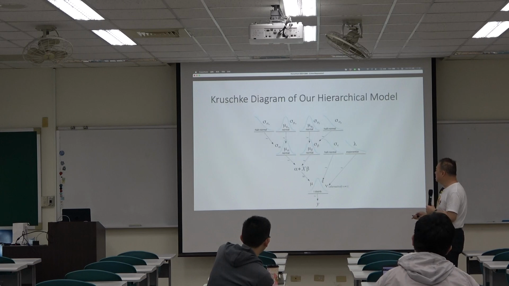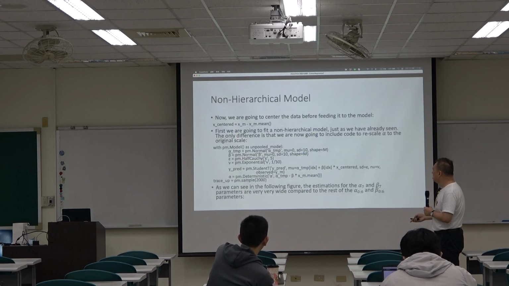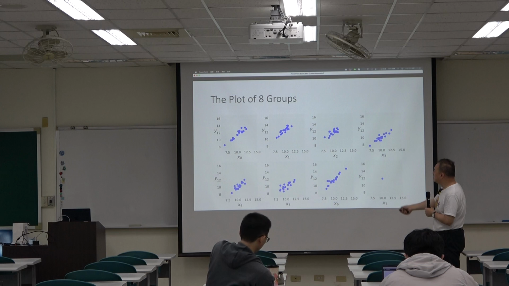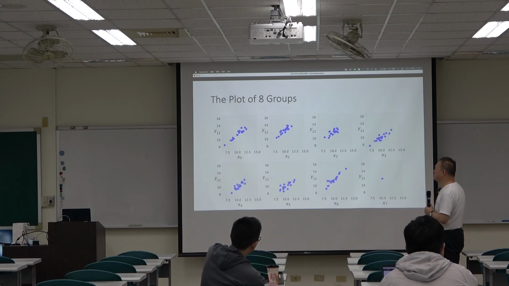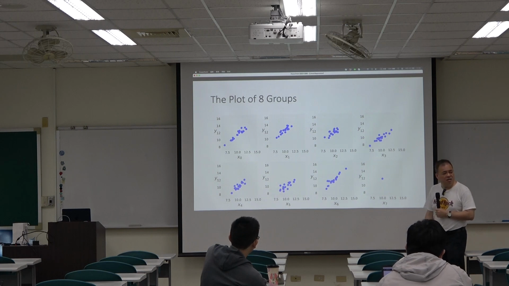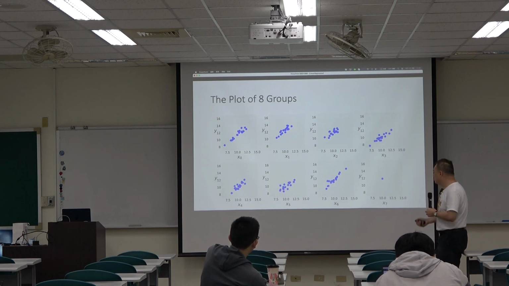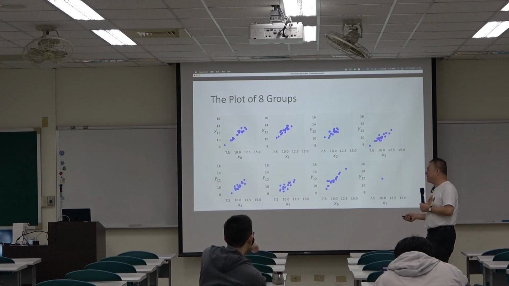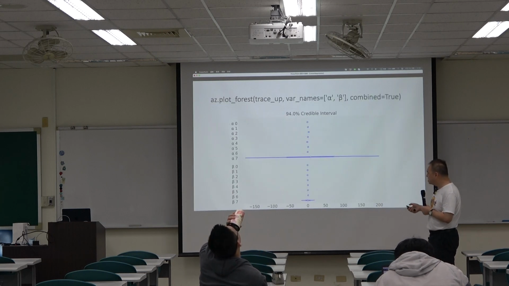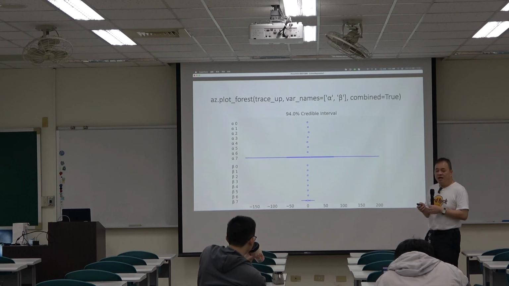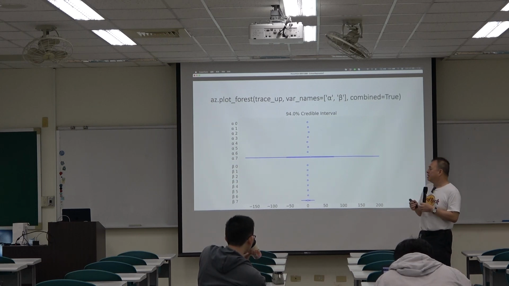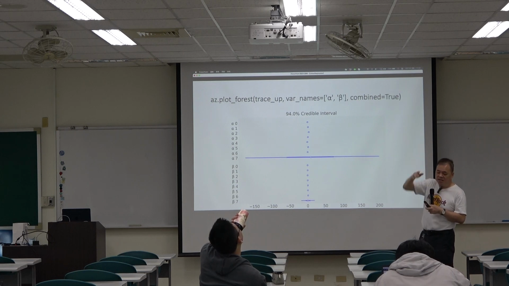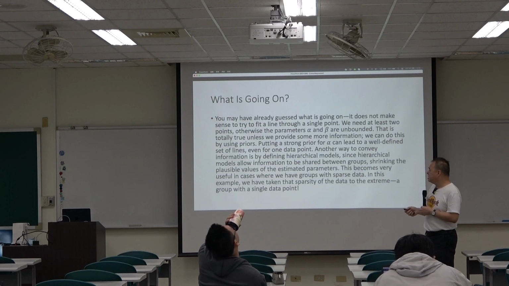Because you can see the other groups each have maybe 10 to 20 points, right? Obviously, only the last one has 1 point. So the posterior, of course, is affected. In the hierarchical model, the posterior is affected by both the hyperprior and the data itself.